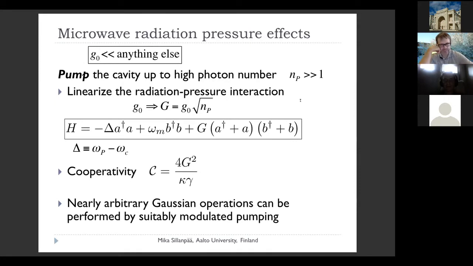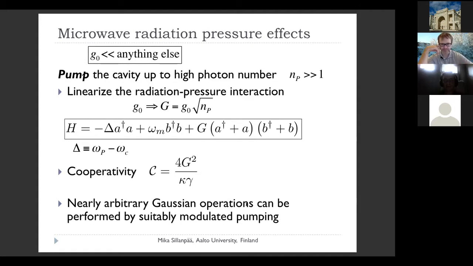Turns out that if one pumps the cavity pretty strongly, so that this n_p is not only order 1, but for example 10 to the 6, this will enhance the effective coupling from g0 to capital G. This grows with the pump strength, but it also linearizes the coupling. So this capital G now can be very substantial. And there's some pump detuning, and cooperativity is an important parameter which characterizes the interaction strength.